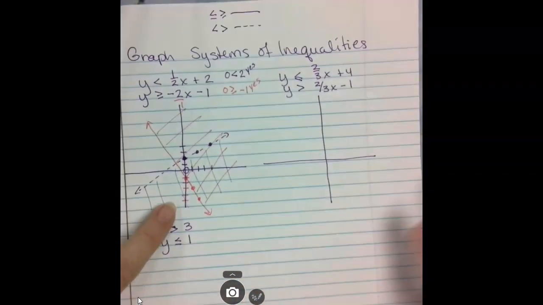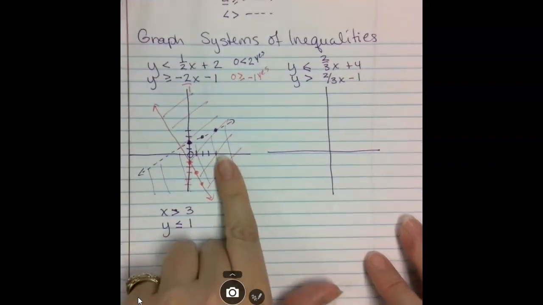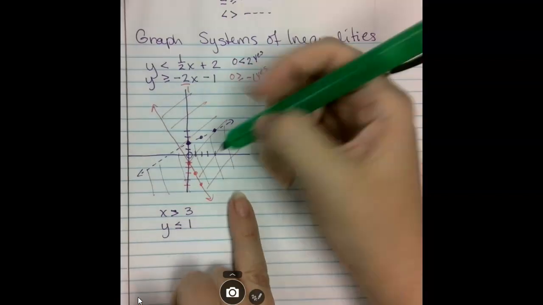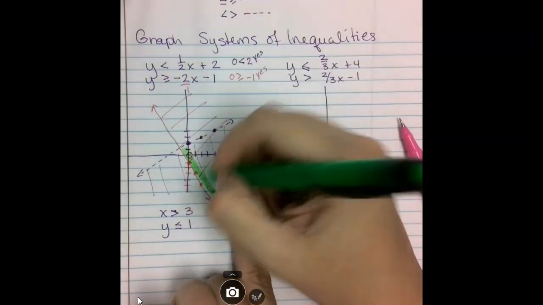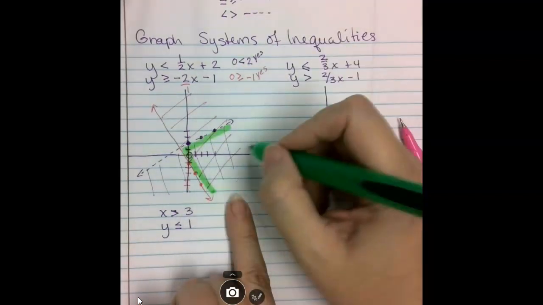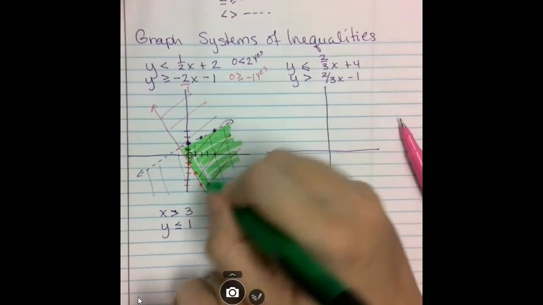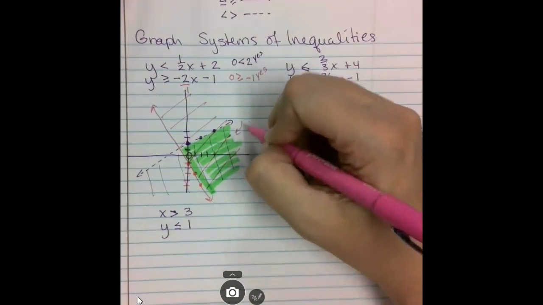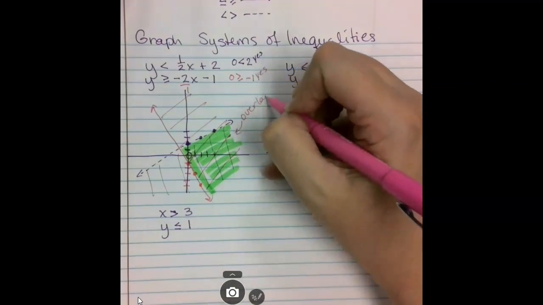And what you should notice is that in this section, the two shaded parts overlap. So I'm going to get a highlighter out, and I'm going to shade in this portion of my graph, because this is where the two parts overlapped. And this is the answer to my problem. This is the part where it overlaps.